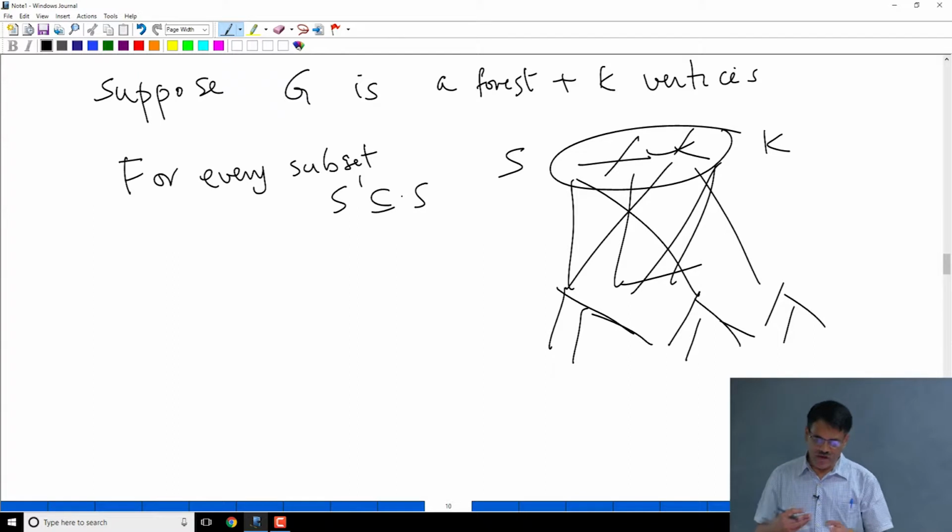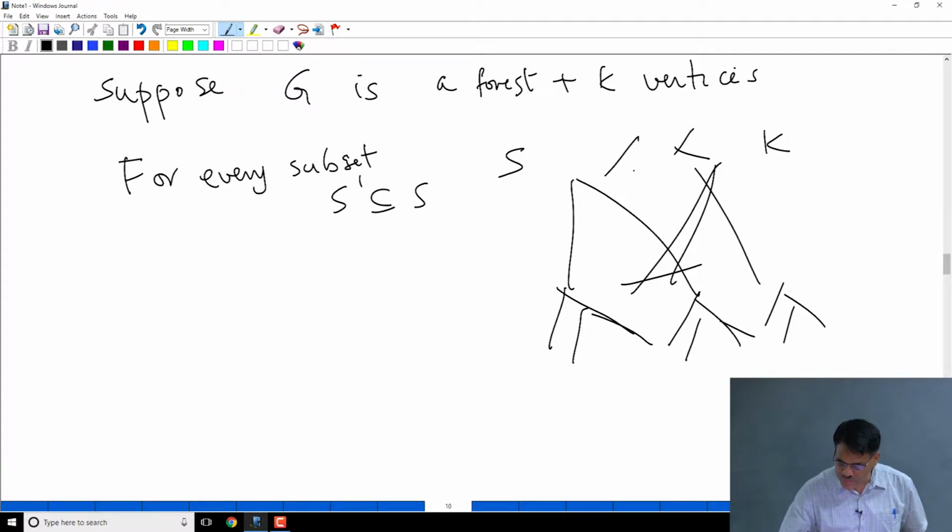So, I am trying to find a minimum vertex cover. The minimum vertex cover will intersect my S in some subset, should it? If it does not, it is an empty subset, fine. So, I am going to try all possible subsets including the empty subset. I am going to say that S prime is the intersection of S with my optimum solution I am looking for. I am going to try all possible S primes anyway. So, once I fix S prime, what does it mean?